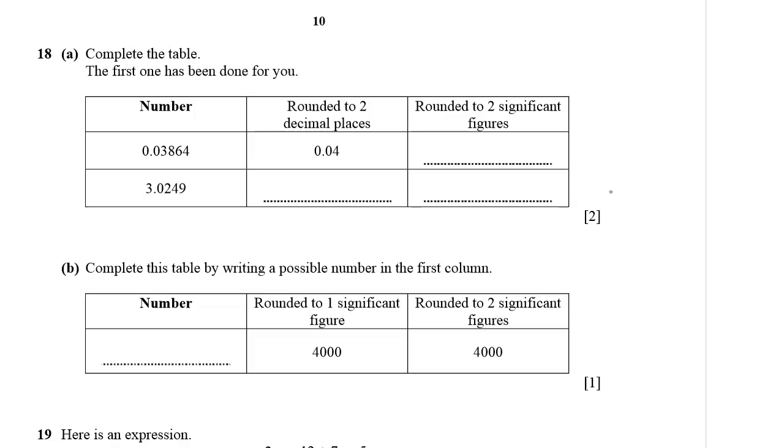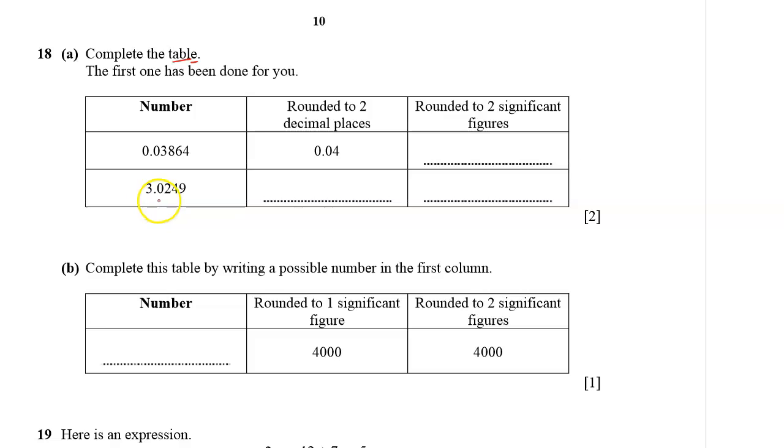Number 18. A, complete the table. The first one has been done for you. We have a number rounded to 2 decimal places, rounded to 2 significant figures, and therefore to round off this number to 2 decimal points, it is 0.04.